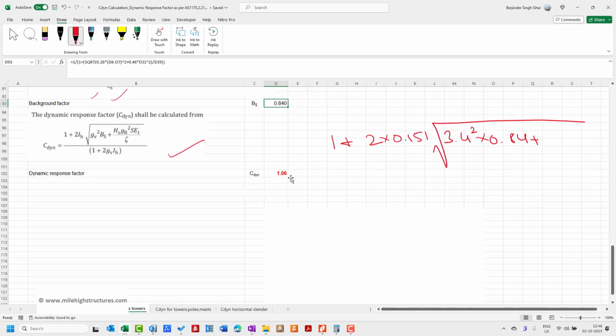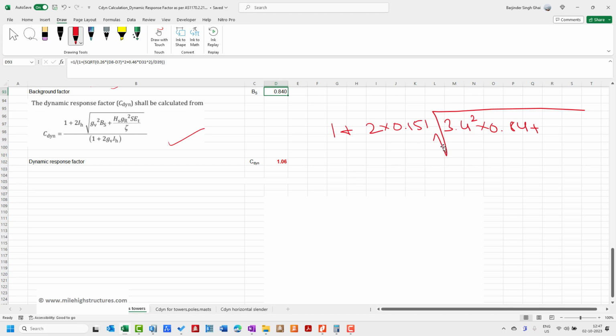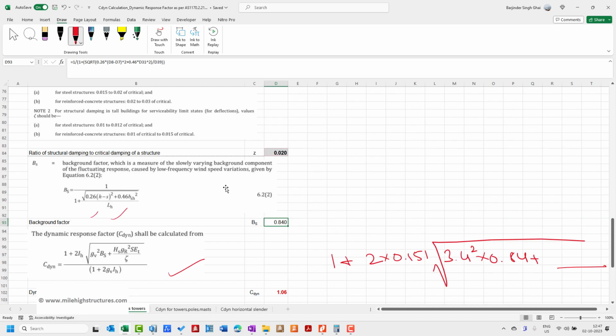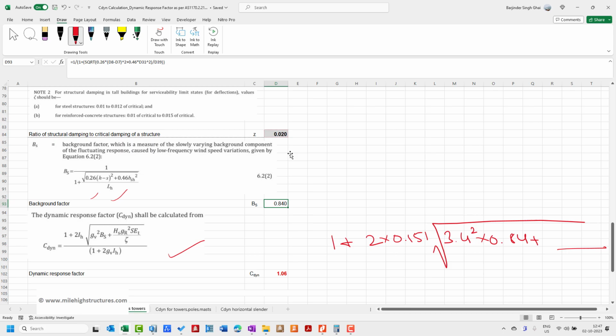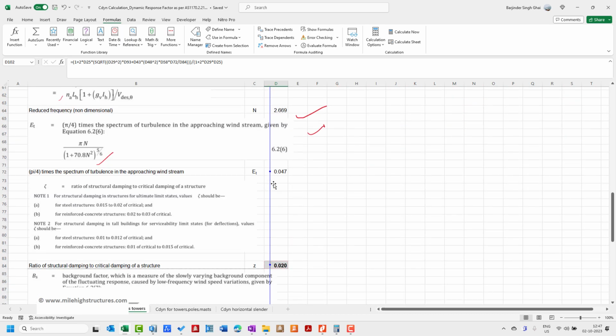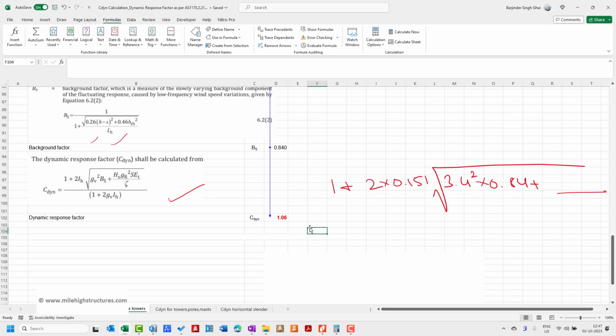So we can put all of these values here, and then divide it by the ratio of structural damping to the critical damping, that we have assumed as 0.02. After that, we again divide this whole value by 1 plus 2 into GV into IH. GV and IH we have also calculated above. So as per that, the value of the Cdyn comes out to be 1.06 at the base level.